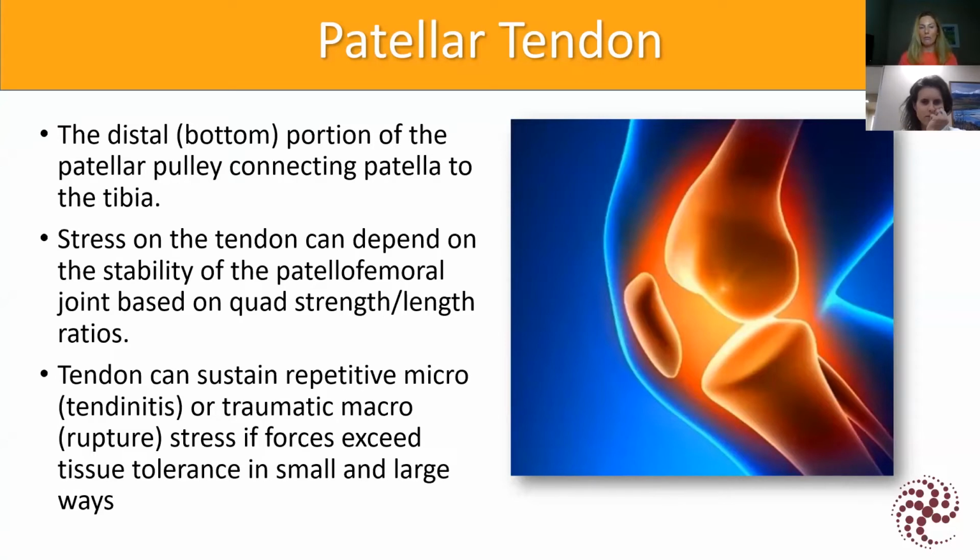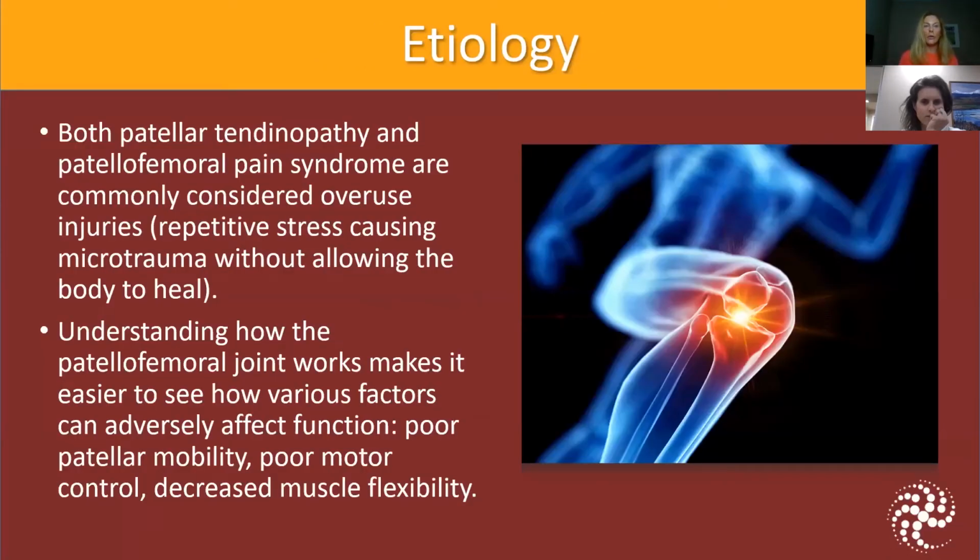Tendons can sustain repetitive or overuse micro irritations or traumas more than the macro sudden stress, like a skier at the Olympics going down at such a high speed. That would be a macro stress upon a crash versus the overuse of training. Both patellar tendinopathy and patellofemoral pain syndrome are considered overuse injuries. The repetitive stress that's coming about over and over without that opportunity for the body to heal.